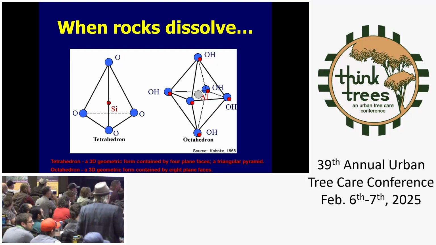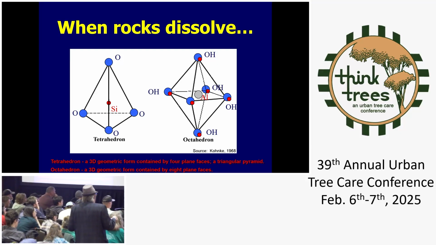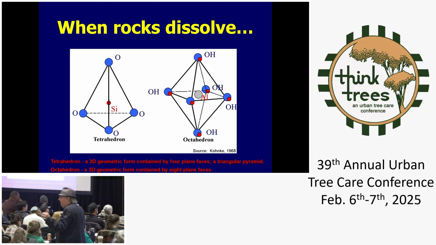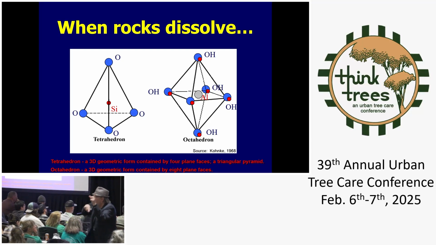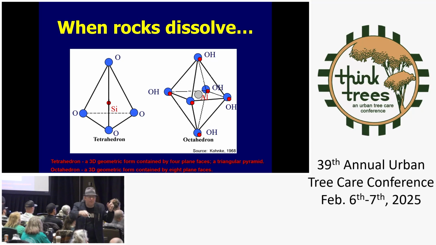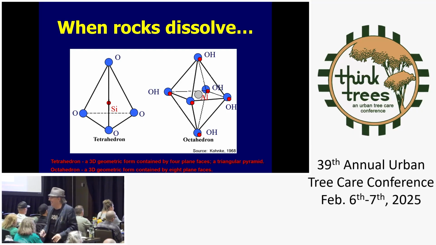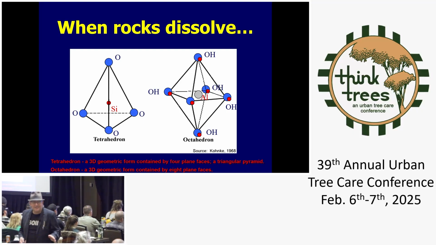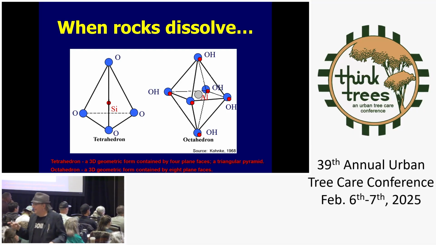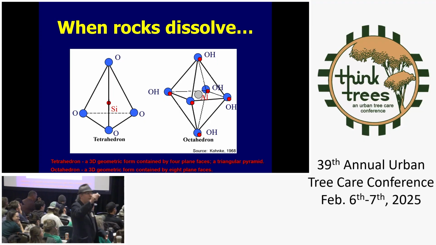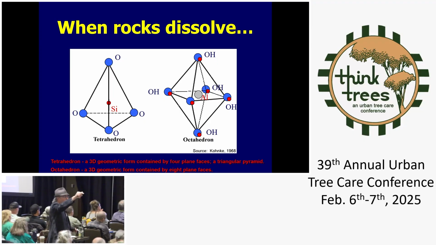And as it turns out, silicon is an element that has a certain size and a certain charge that forms covalent bonds with oxygen. And it forms a silica tetrahedron. Okay? You wanted to learn something today. Pay attention, because this is the reason you're alive. This is the reason there are trees.